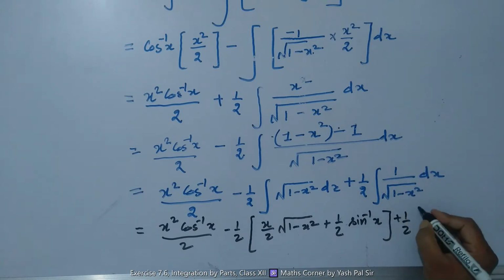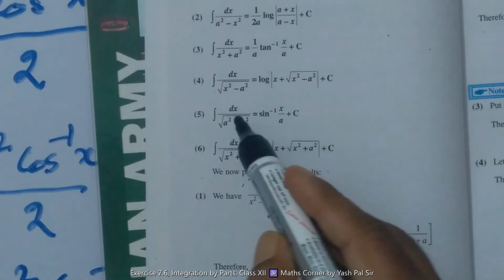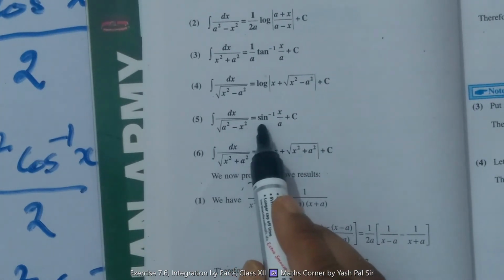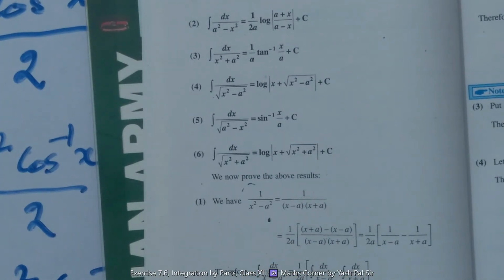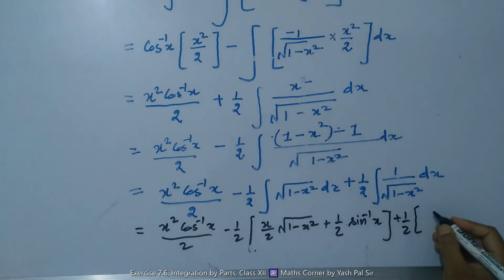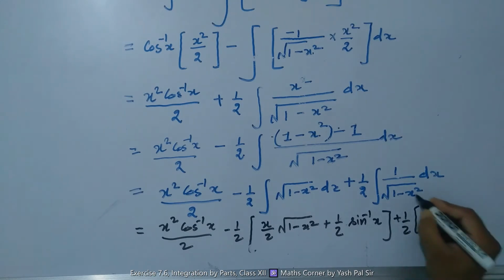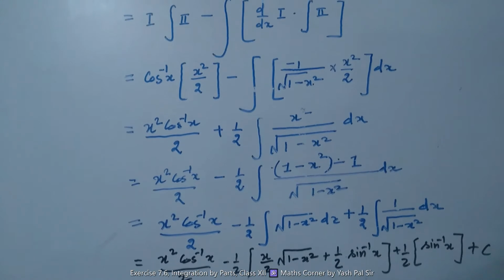For this also there is one rule. The rule is this one, integration of 1 upon square root of a square minus x square is equal to sin inverse x upon a plus c. So accordingly in our question we have 1 upon a, that means 1 upon 1, sin inverse x upon a, x plus c, the constant of integration. This is the final answer to the given question, hence solved.